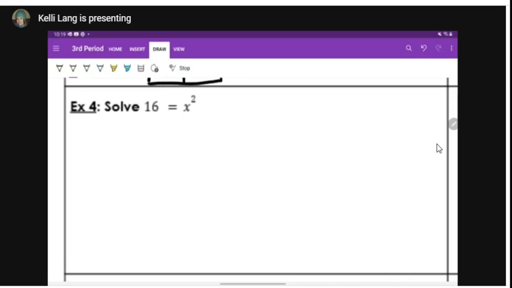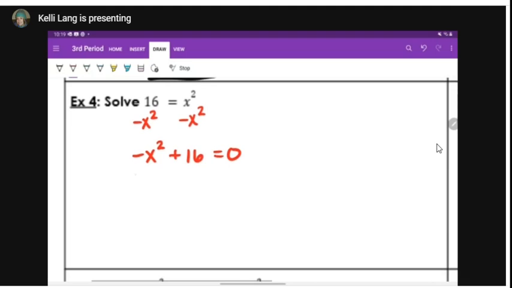Don't write this down, but look up at the screen. If I undo the x squared, then on the left, I would have negative x squared plus 16 equals 0. And I would need to factor this. But we haven't factored anything that starts with a negative x squared, and in fact, it's actually pretty challenging to do this. We don't like to factor when we start with a negative.